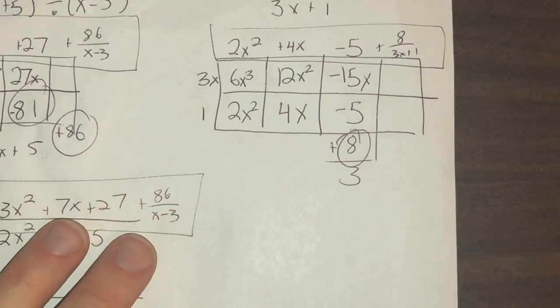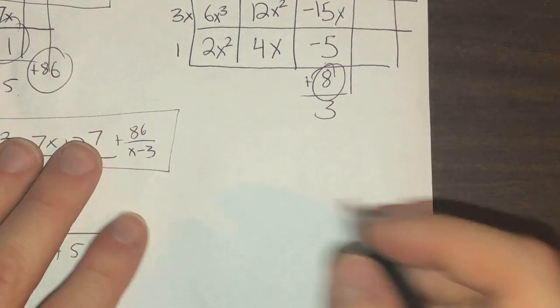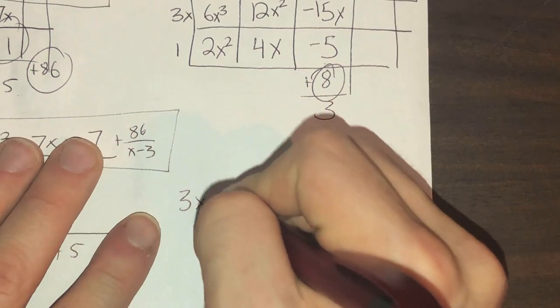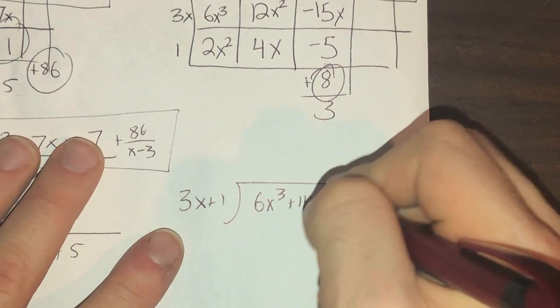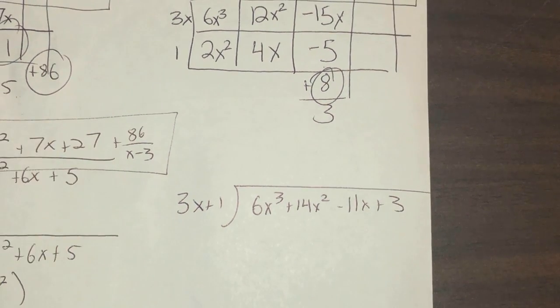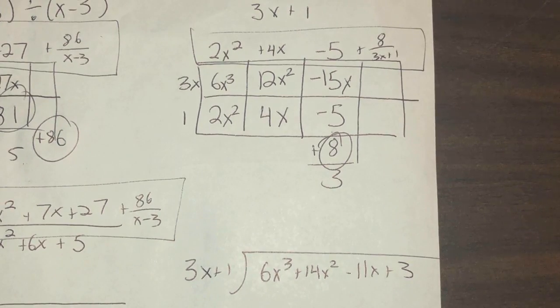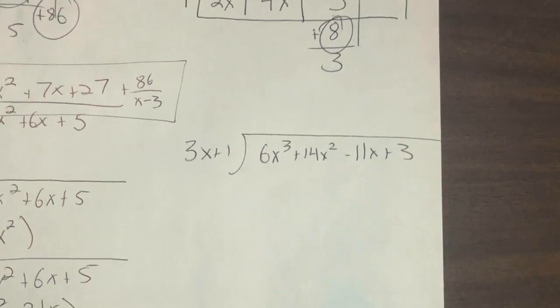Last way to do it. Let's go ahead and do my traditional division. 3x plus 1 into 6x cubed plus 14x squared minus 11x plus 3. And again, the reason I'm going for the box or the long division is because in my mind, there's less tricks. With the synthetic, we got a number in front of the x. All this new stuff has to happen. That's one more thing to remember in my mind. There's nothing new. There's no tricks when we switch it.